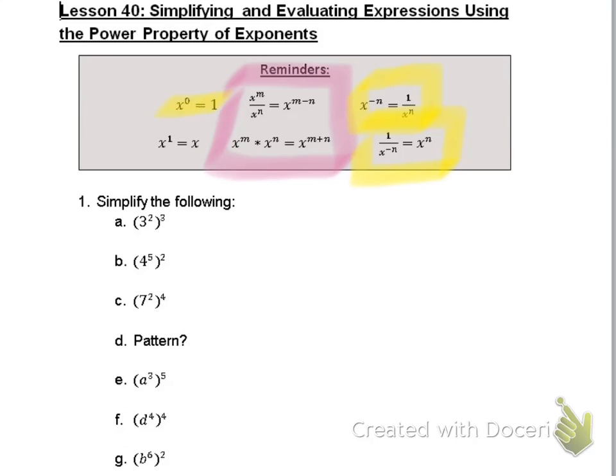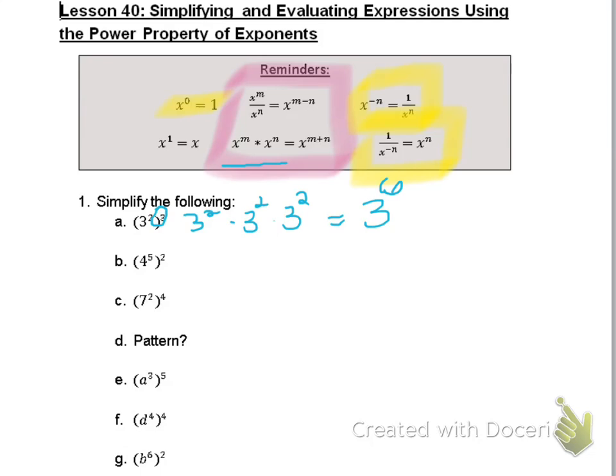So we have 3 to the second power to the third power. This whole thing, everything in parentheses, 3 to the second power, is going to be multiplied 3 times because 3 is the exponent there. We already know from our properties up above that if we're multiplying exponents of the same base, which they all have the base of 3, then we add the exponents. So we would have 3 to the 2 plus 2 plus 2 power, which is 6.